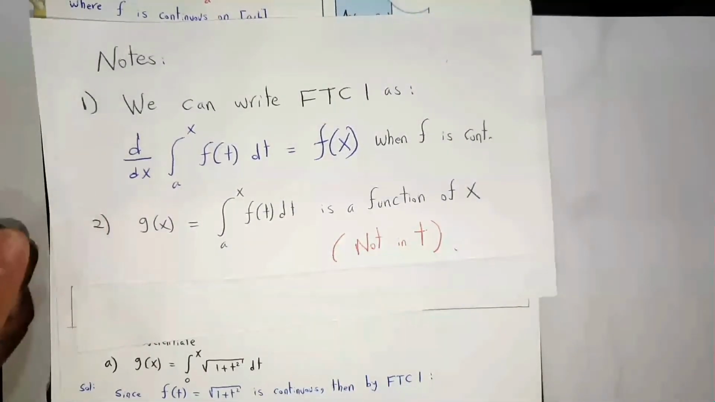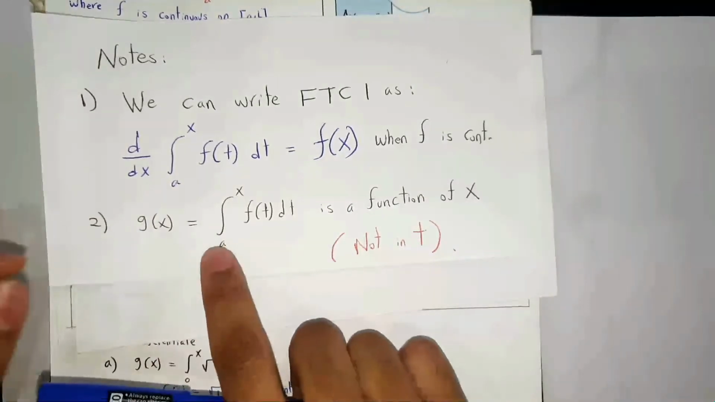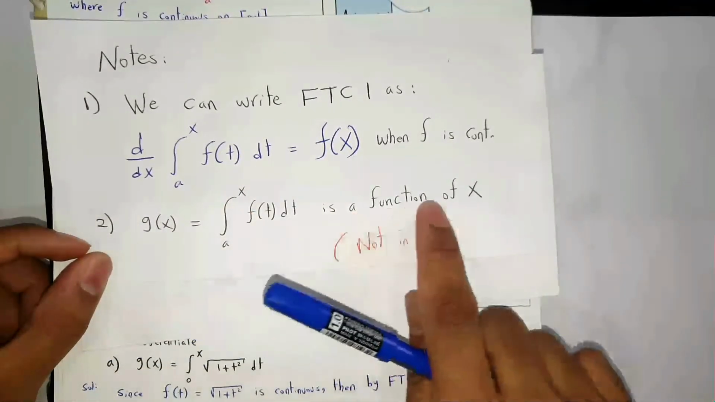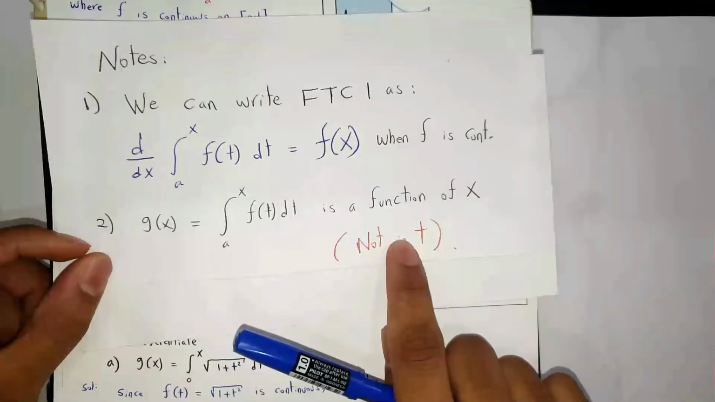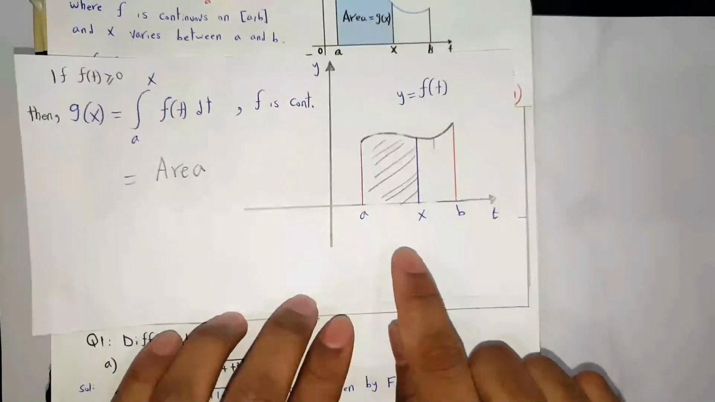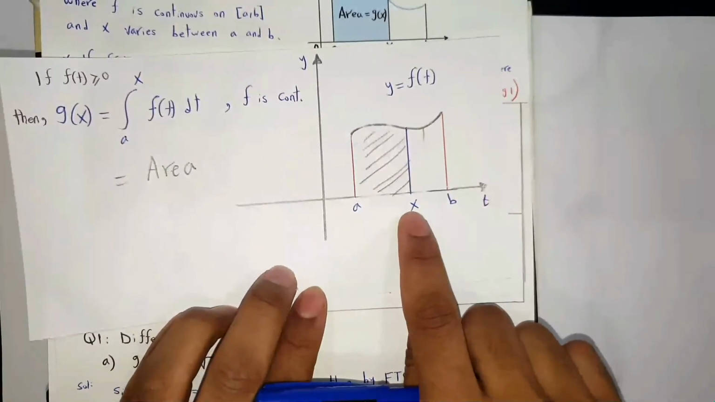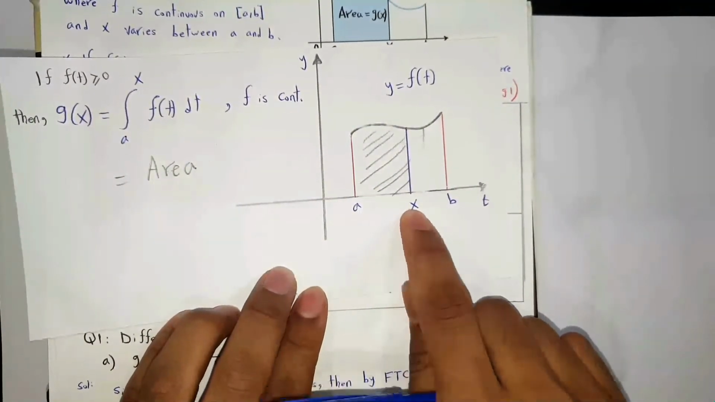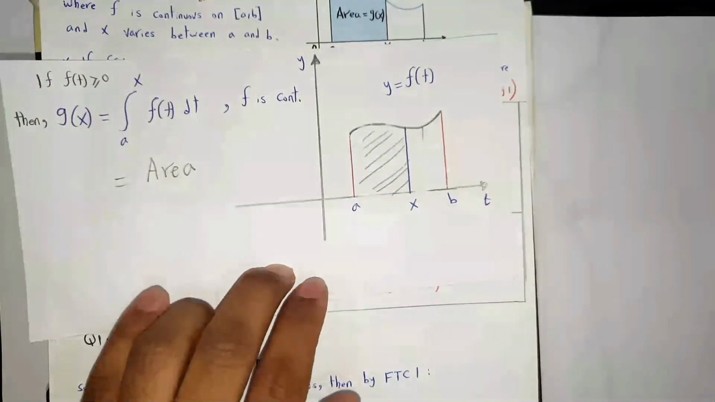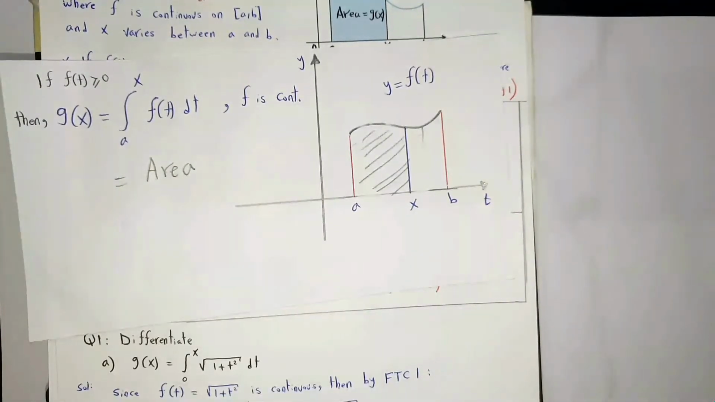Good. Note number 2, g of x, which is defined by the integral from a to x of f of t dt, is a function of x, not a function of t. What is the reason? We said this here. If x is changing, then g will be changing. I mean, the area will be changing. So it is a function of x, not of t. We need this in a later question.